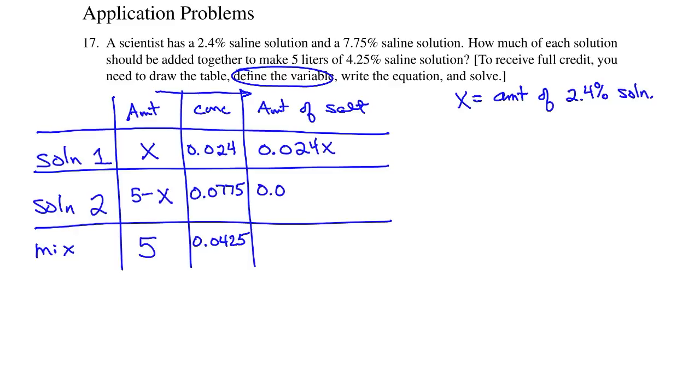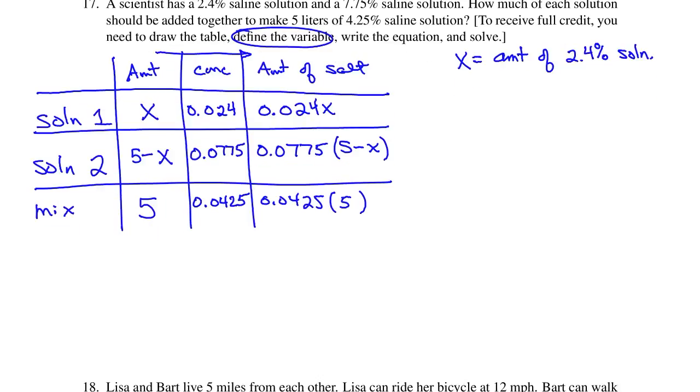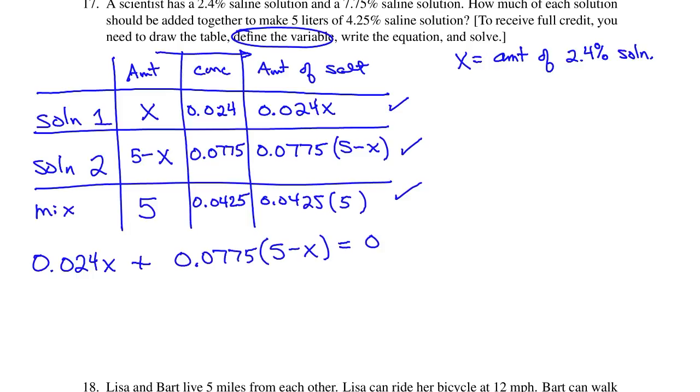Next would be 0.0775 times 5 minus X. And then 0.0425 times 5. And from this, we have the equation. We're just going to add the amount of salt from the first solution and the amount of salt from the second solution to equal the amount of salt in the mixture. So 0.024x plus 0.0775 times 5 minus x is equal to 0.0425 times 5.